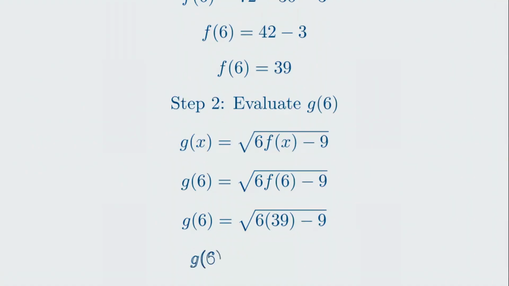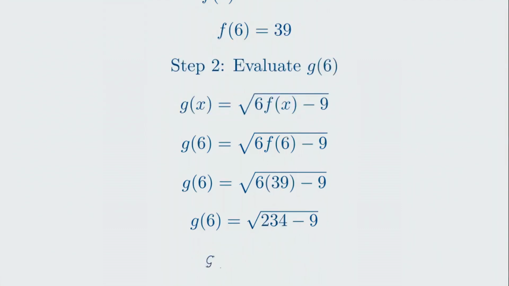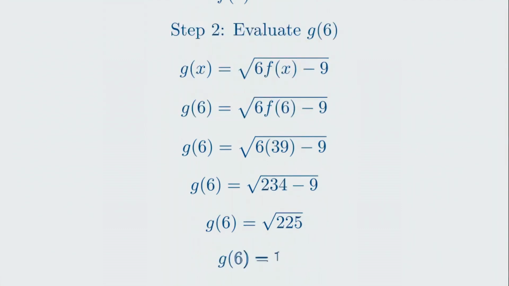6 times 39 is 234. So the expression becomes the square root of 234 minus 9. 234 minus 9 is 225. So we need to find the square root of 225. The square root of 225 is 15. The question specifies the positive value, so our answer is 15. This matches option D. To recap, we first solve the inner part, f of 6, and then use that value in the outer function, g of x. This is the standard procedure for evaluating composite functions.